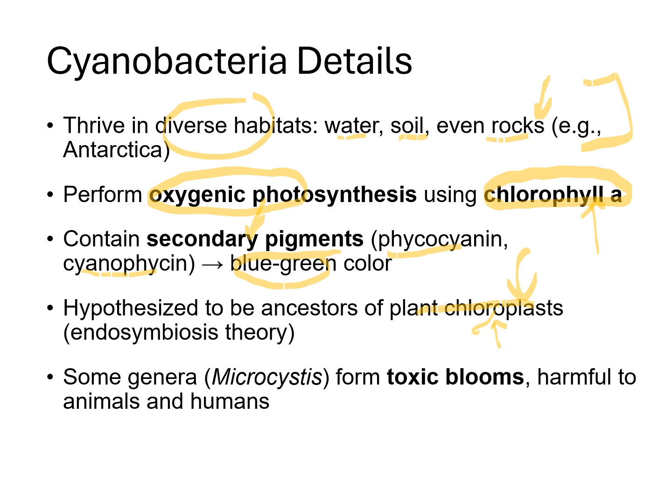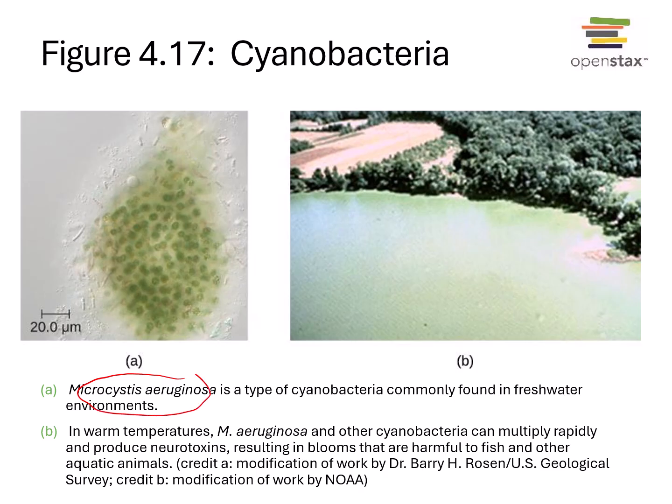There are some genera of cyanobacteria that can be harmful. For example, Microcystis can form toxic blooms. So when these cyanobacteria overgrow, they can release toxins that can be harmful to both animals and humans. Here on the left, we see an example of a cyanobacterium, specifically Microcystis aeruginosa. This is found in freshwater environments.